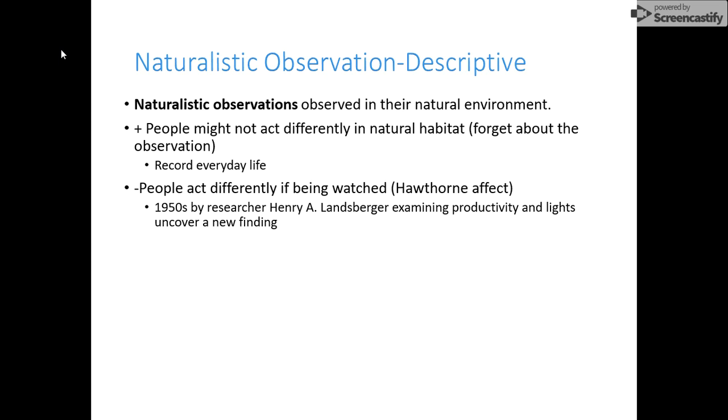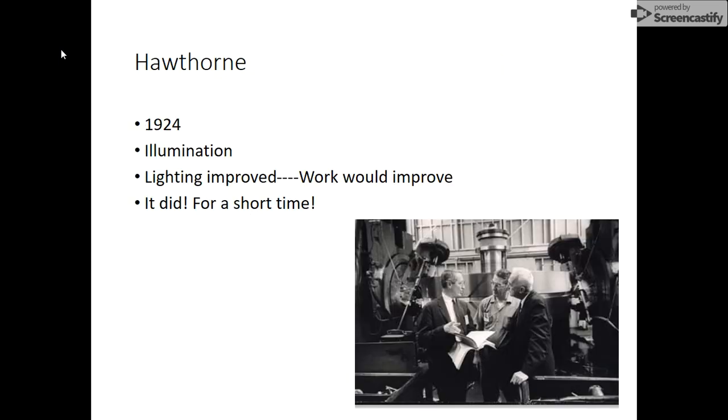In 1950, a researcher, Henry A. Landsberg, examined productivity in light, and he uncovered a new finding. He was studying illumination, and he wanted to know if turning on lights and brightening the area would make people work harder. Well, when the individuals were there observing them, people started working harder with the lights in addition. However, when the study was over, the researchers went away, the lights were still bright, but the productivity decreased, showing that it wasn't so much to deal with the lighting that increased it, but it was actually because people were watching their behavior. Their work would improve, and it did for a short period of time.